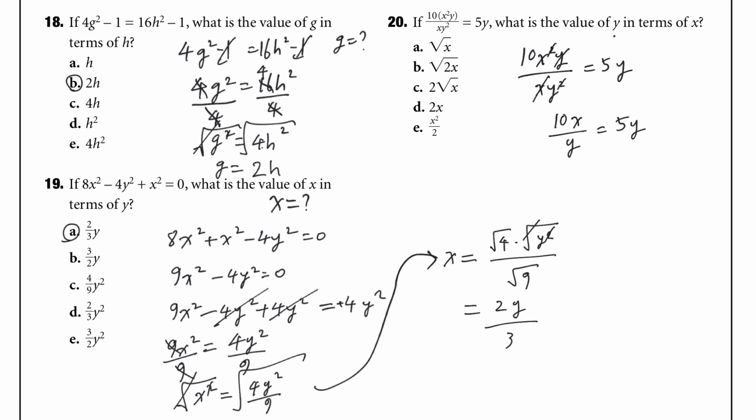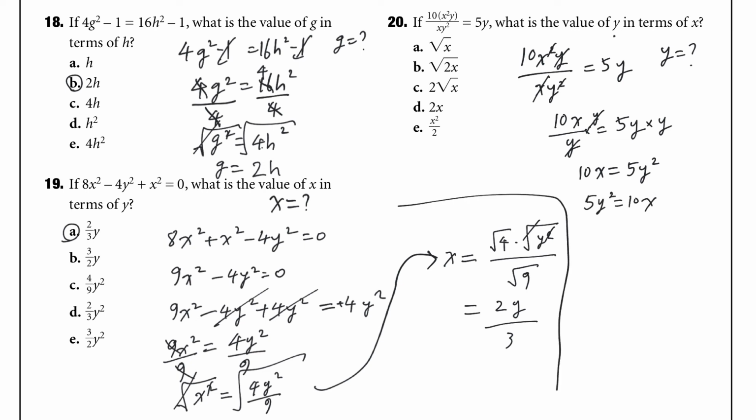Now I don't like the y in the denominator, so I'm going to get rid of that by multiplying both sides by y. So I can cancel these out. I have 10x is equal to 5y squared. Now I wanted y in terms of x. So I'm just going to rewrite it like this. I'm going to divide both sides by 5 to get rid of the 5 from 5y squared. So these cancel. I have y squared is equal to 10x over 5, which is equal to 2x.